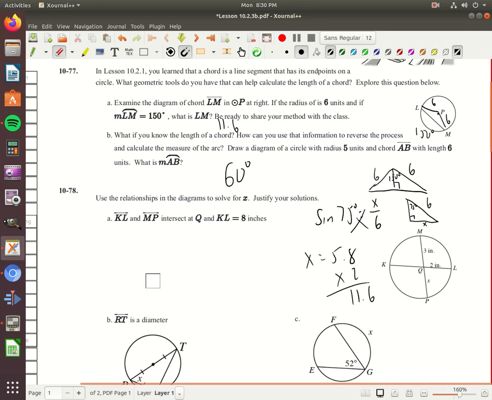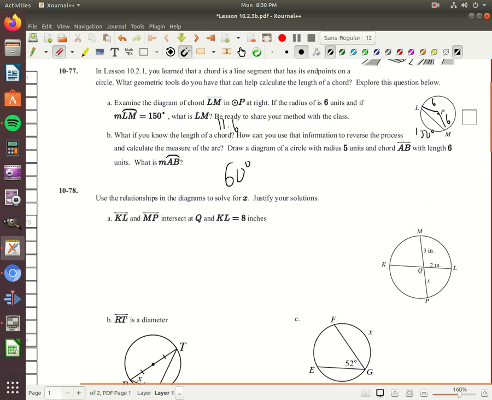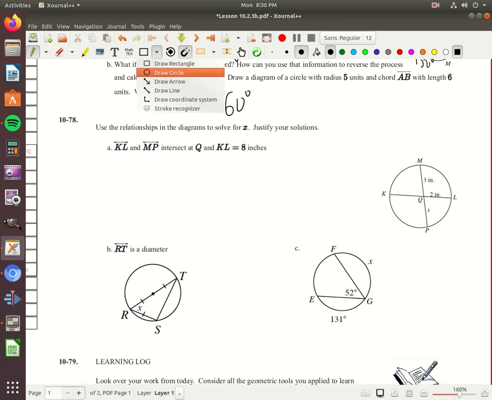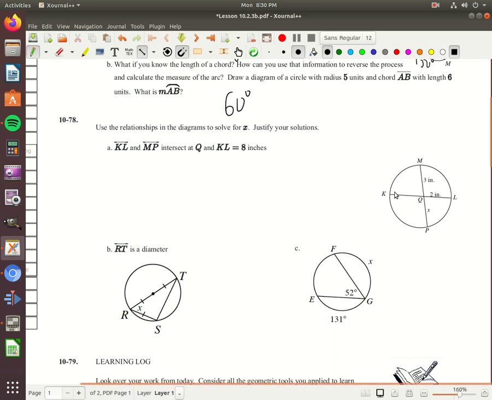Alrighty, jumping down to 1078, A, B, and C. Some of these are a little bit more quick. Some of these are a little bit more slow, but that's fine. So use relationships and diagrams to solve for x. Justify your solutions. So in this one, let's go ahead and finish this off like we did. We'll make these triangles, which might help us a little bit here.